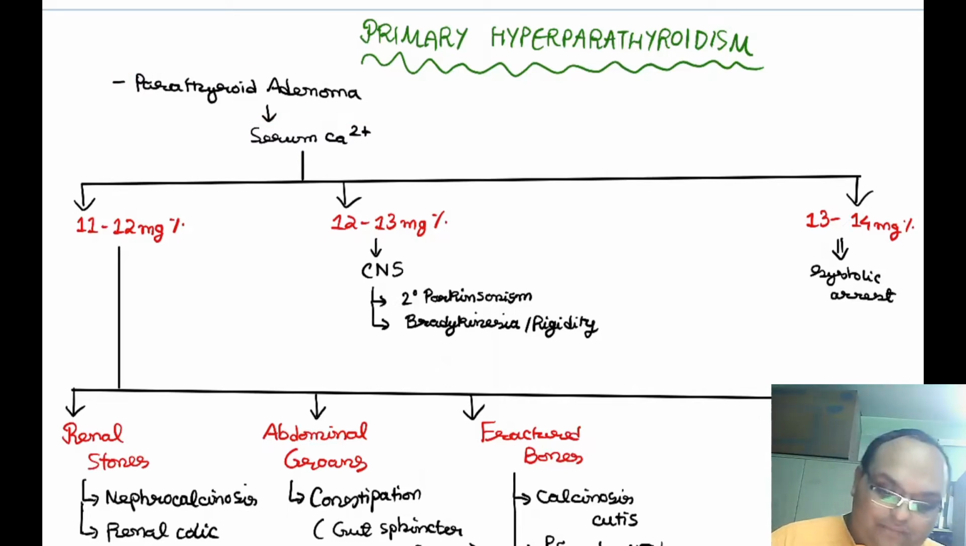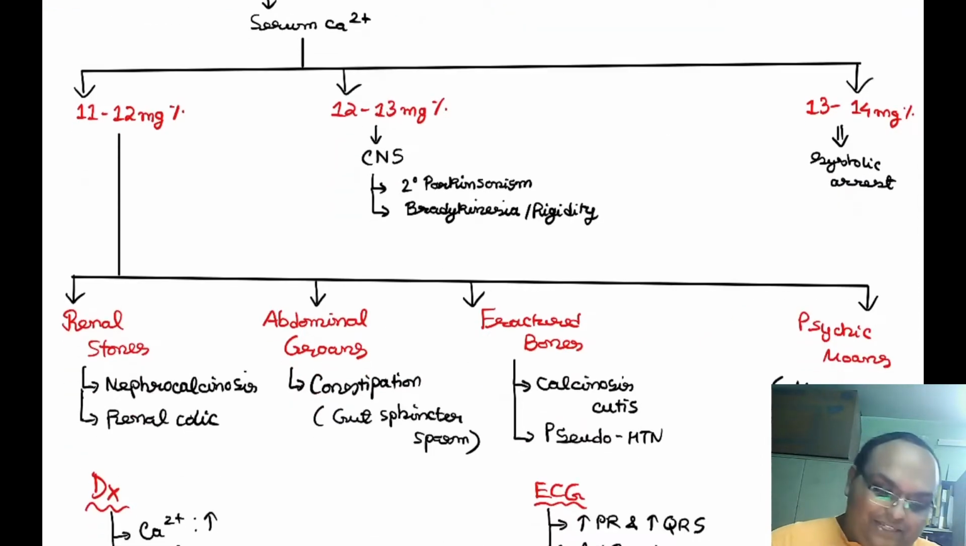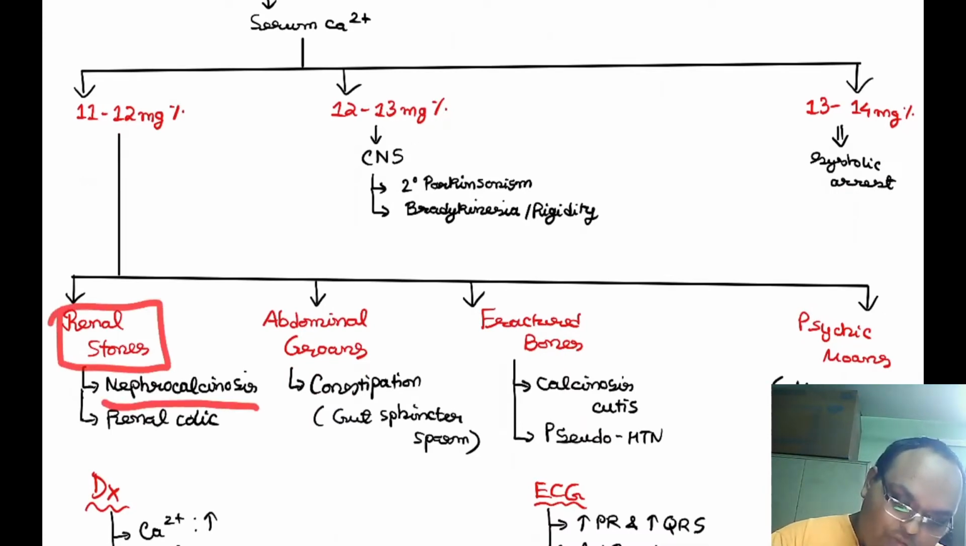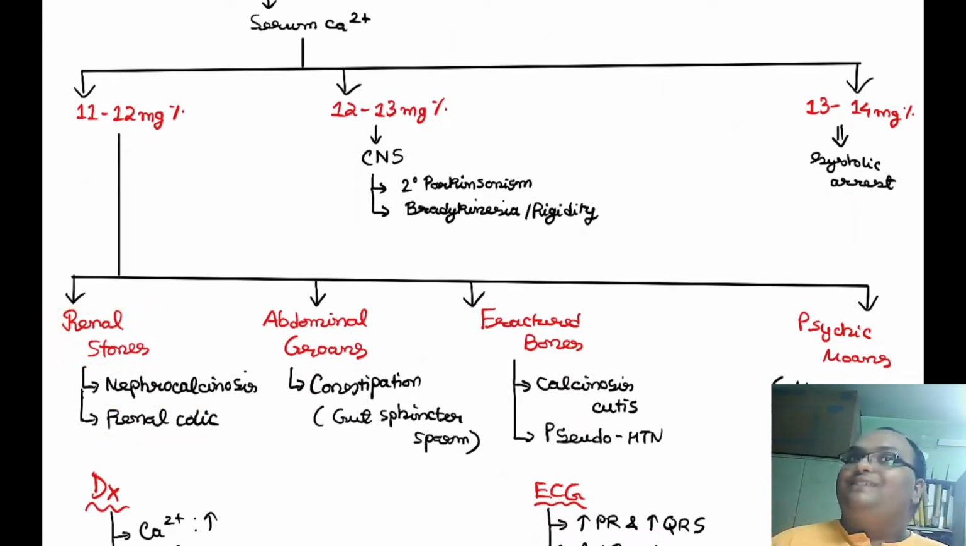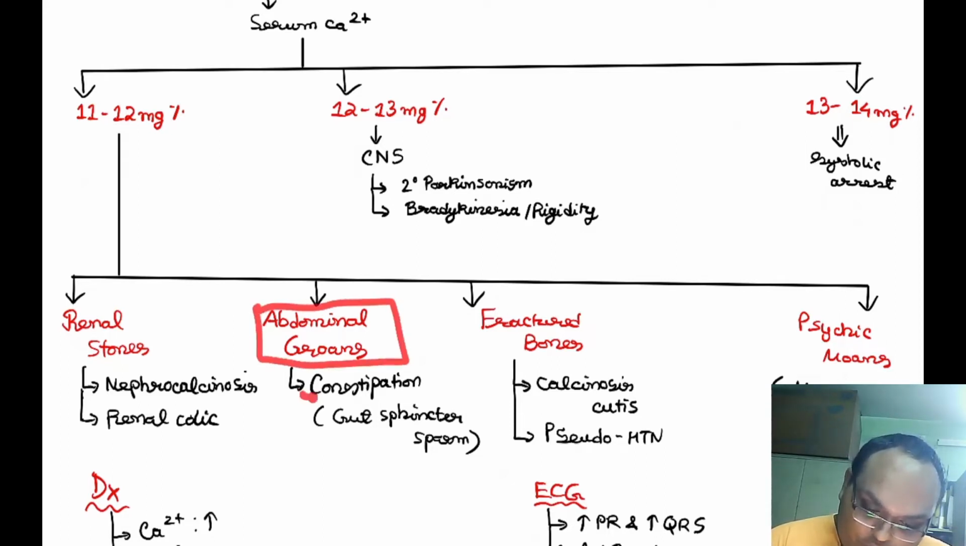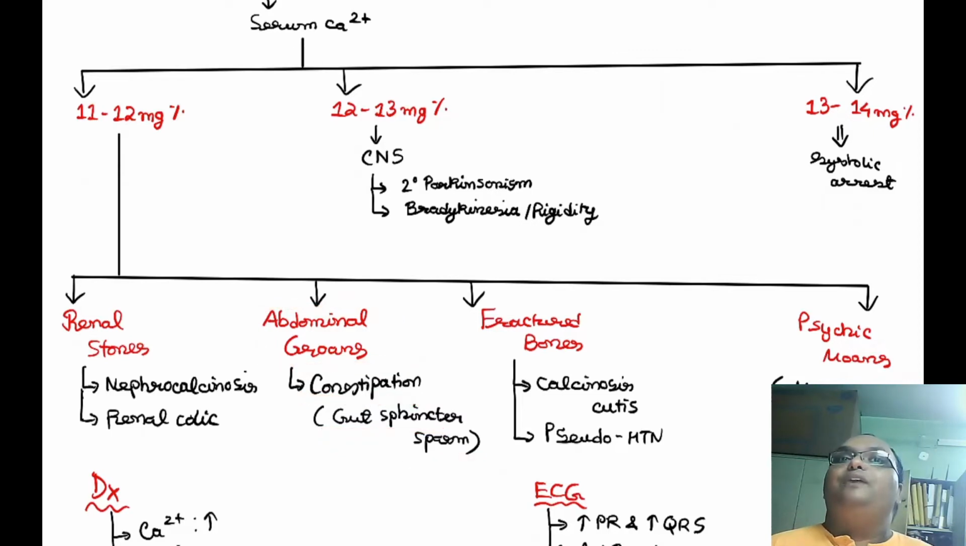Whenever the serum calcium increases, at different levels of serum calcium you have different physiological effects. Normal serum calcium is 9 to 11 or 8.5 to 10.5 milligram percent. A slightly elevated level, 11 to 12 milligram percent, will manifest as renal stones or nephrocalcinosis, and you will have that loin to groin renal colic pain sometimes, ureteric stones sometimes, right? Then abdominal groans are due to constipation and gut sphincter spasm. Whenever there's hypercalcemia, there's spasm of the gut sphincters, you cannot defecate properly, and you have abdominal groans, abdominal spasms.